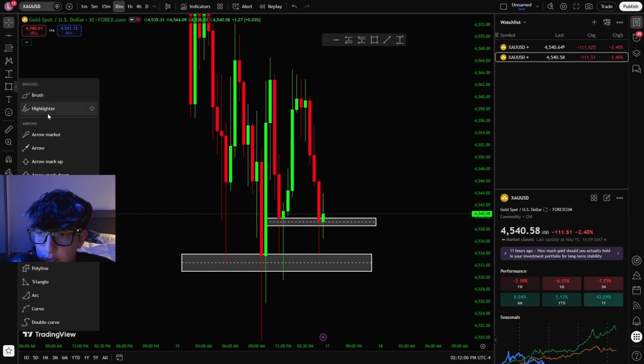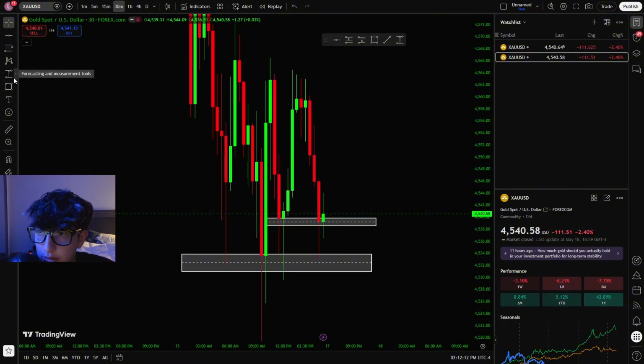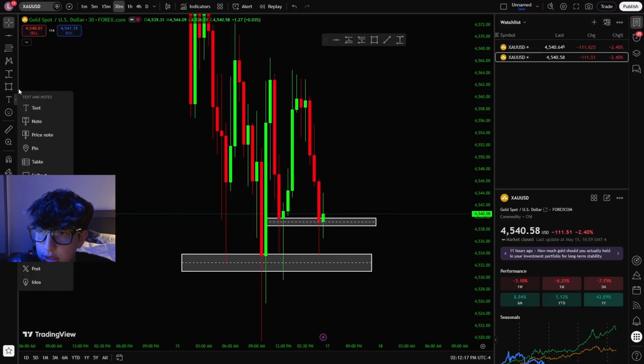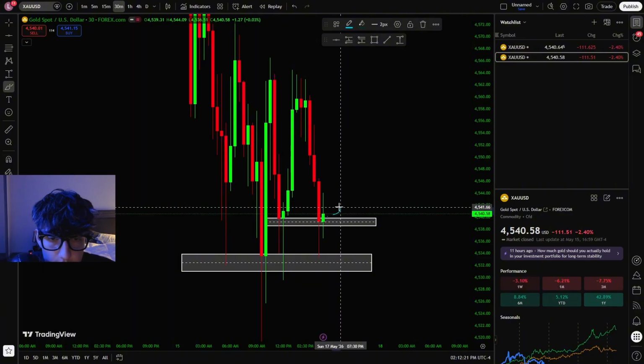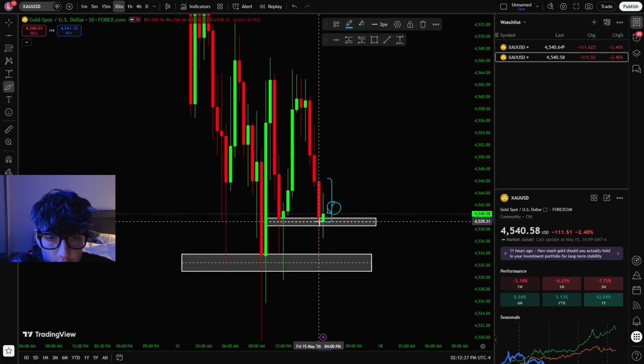where's the brush? Can I draw here? I never make these type of videos, so I don't know how the drawing tool works here. I'm sure we can use this brush. So let's say a new candle opens right here. This is the worst candle drawing I've ever done. And then price starts breaking this floor.